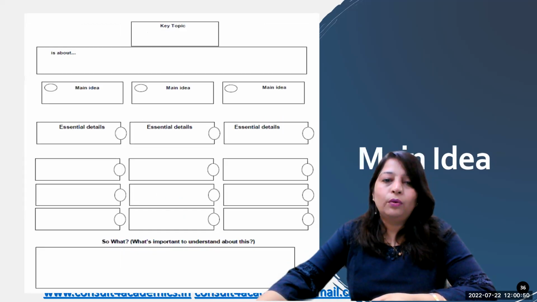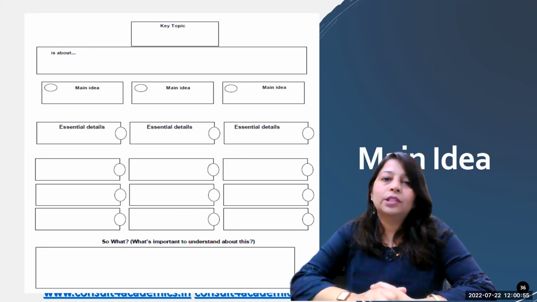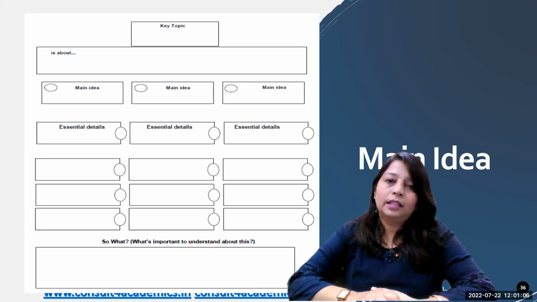So KWL. Now moving ahead, this is another graphic organizer with the children. They have to mention the key topic. What is this all about? They have to mention the main ideas. They have to give the essential details. And then what's important to understand about this.